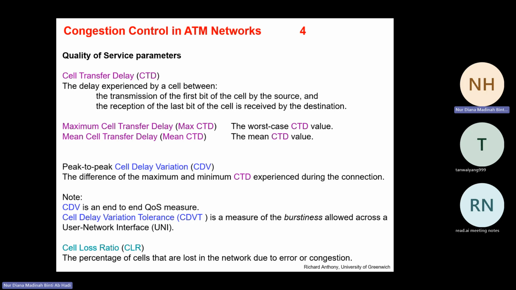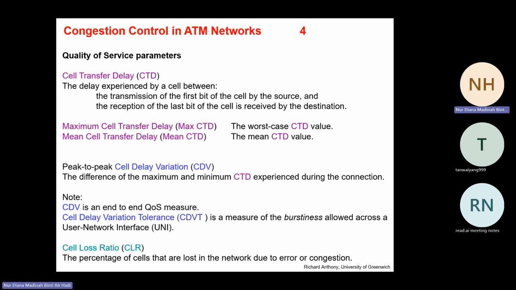So actually CDV is an end-to-end QoS measure, while cell delay variation tolerance is a measure of burstiness allowed across your UNI. If you don't remember what UNI is, you can refer back to last week's slides. Usually UNI involves only the user and the router.